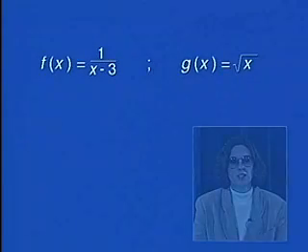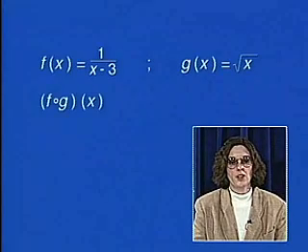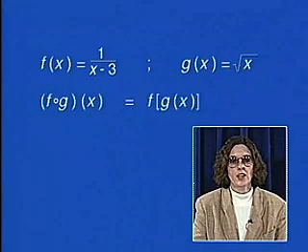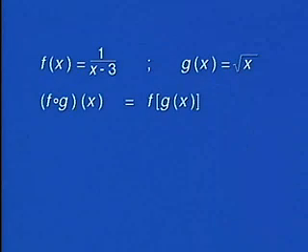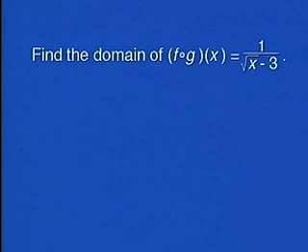Here we have f of x is equal to 1 all over x minus 3, and g of x is equal to the square root of x. So f circle g of x is equal to f of g of x, which is equal to f of the square root of x. That's equal to 1 divided by the square root of x minus 3. Again, we have to consider the domain of this function.